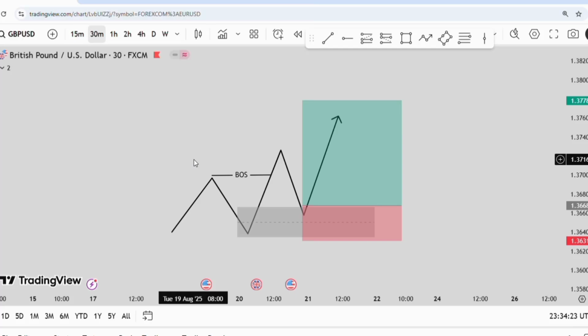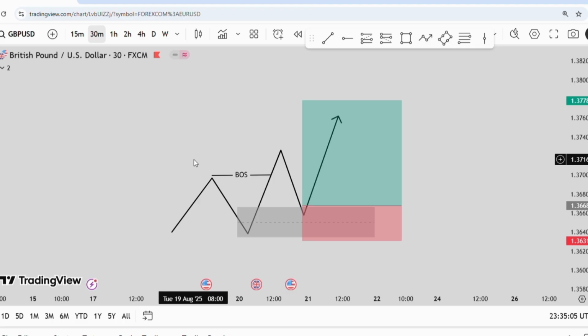Most traders probably don't know how to mark their break of structure correctly, or maybe they don't even know how to trade break of structure like a pro. But in this particular video, I will show you how to trade break of structure, what is break of structure, and how important it is for you to be able to mark out your break of structure correctly. Now stick to the end of this video, and I promise you will learn a lot from today's video.